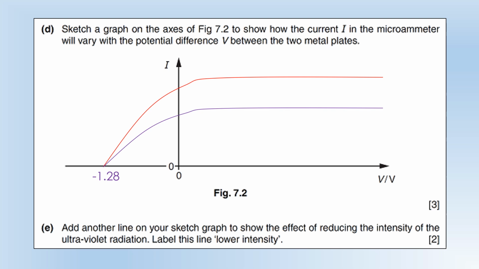So this would be our stopping potential. We just calculated it in the previous question, so I think we should be labeling it on our graph because we are able to.